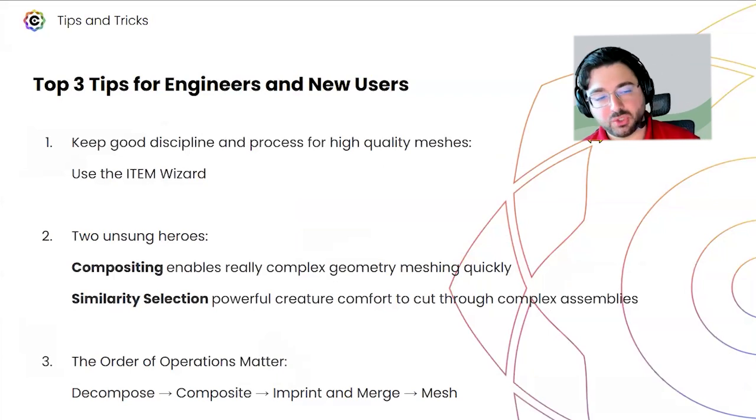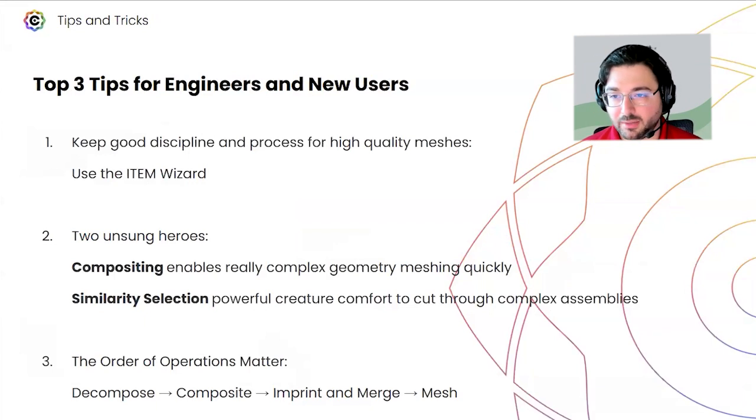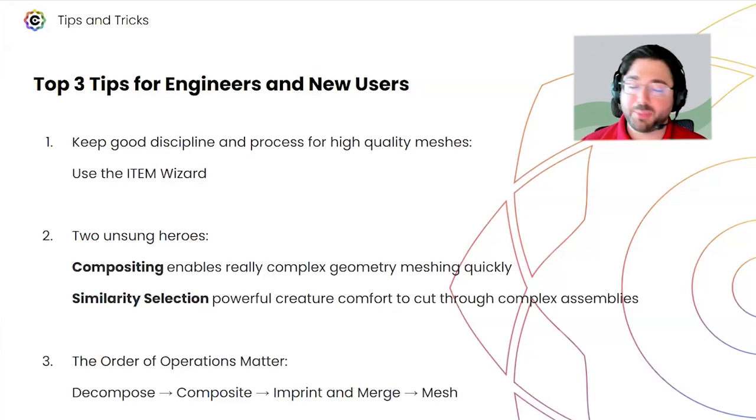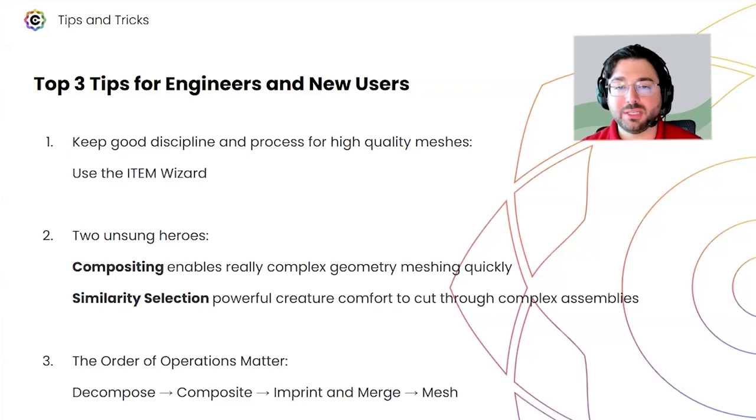And I want to make 2 call outs to features that I think are a little under considered, and that's compositing, which I'll demonstrate how it benefits meshing some complex surfaces, and then similarity selection. So there are a lot of pattern components, a lot of arrayed components, and a lot of assemblies, and they might be difficult to click and swing the model around. And similarity selection, again, gives you the speed to power through decomposing these assemblies.